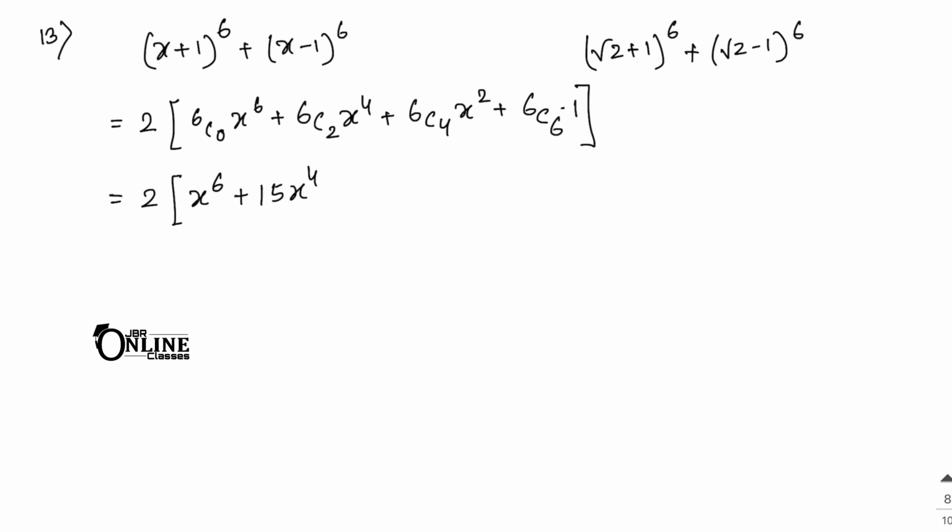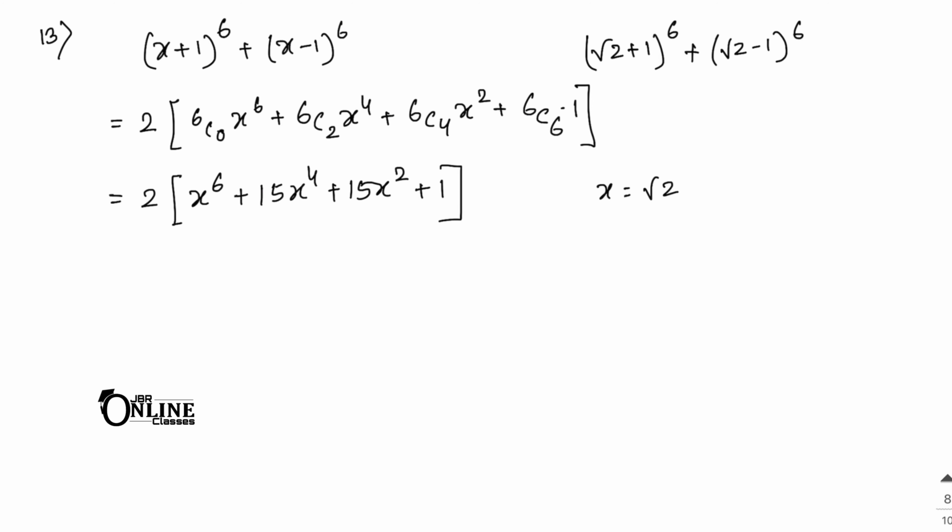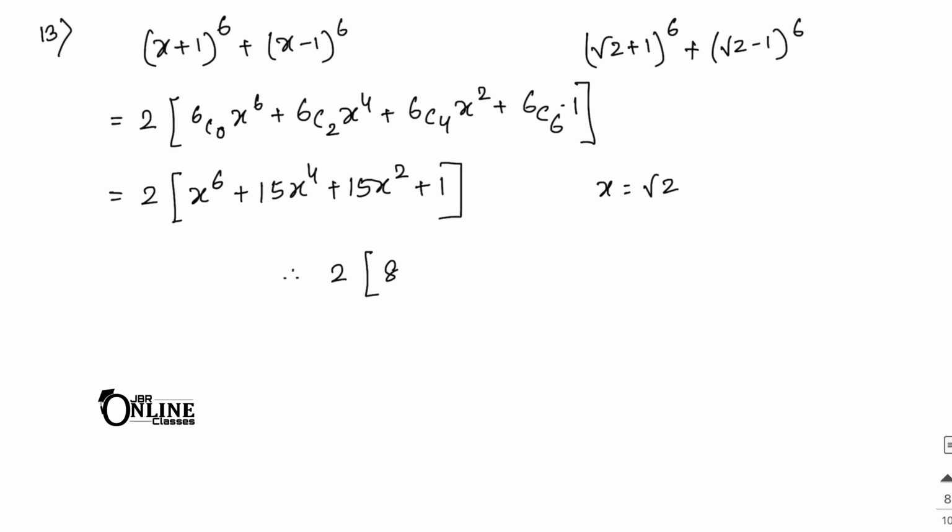Then 6c4, it will be again 15. So 15x square. The last one will be 1 here. Now put down here x equal to root 2. So if you put x equal to root 2, it will be root 2 whole to the power 6, and it becomes 8. Then next, 15 into root 2 whole to the power 4, so it will be 4. Then next 15 into 2 plus 1, and your final answer will be 198.